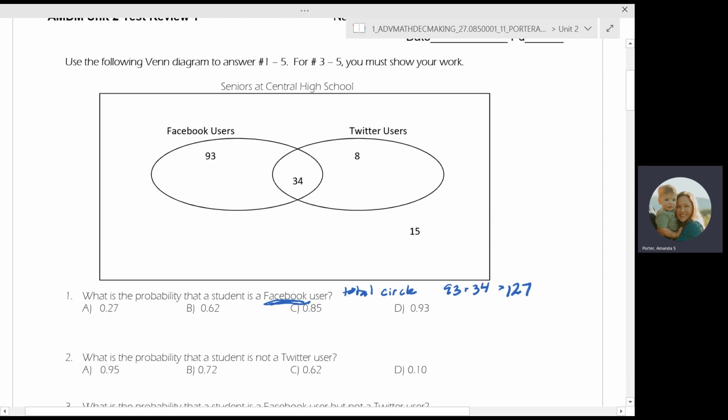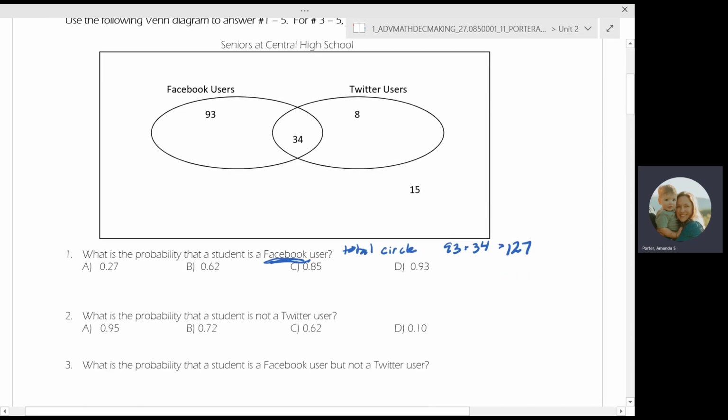How many people are there total? It doesn't tell us yet. So I guess we need the total for the whole diagram. So the total for the whole diagram is 150. So of 150 people, it's 127 out of 150 for the probability of a Facebook user. This has it in decimals, so I'm going to use my calculator. The closest we have is 0.85.